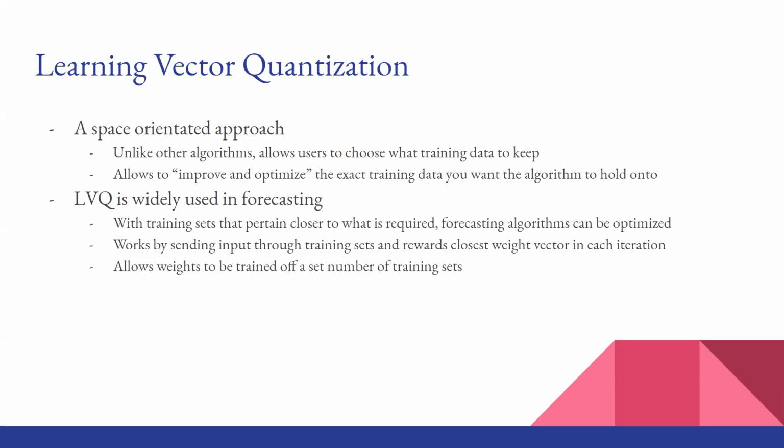This is especially useful for forecasting, as you can give it a wide training set at the beginning, tell it what you want for a goal, and watch as it starts selectively choosing the data and output that you desire. From here, it allows our weights to be trained off a set number of training sets. So in this case, for example, we only want our Fahrenheit degrees from 32 to 110, but we also only want, we're going to say 60 records per space.